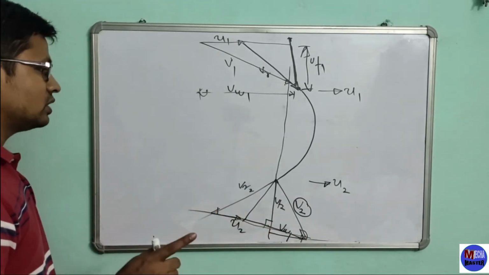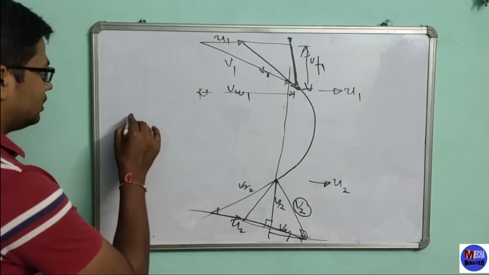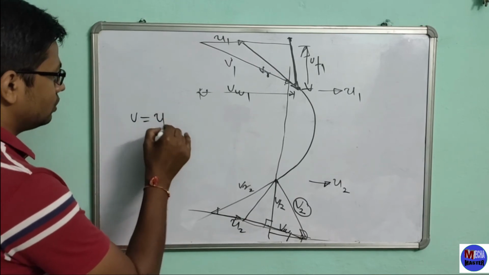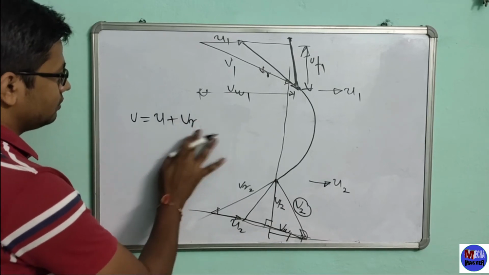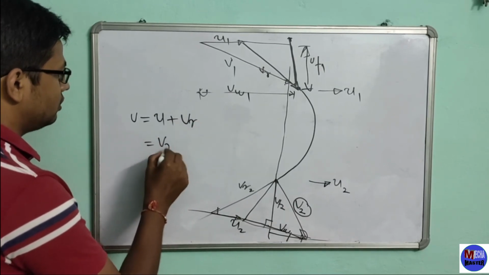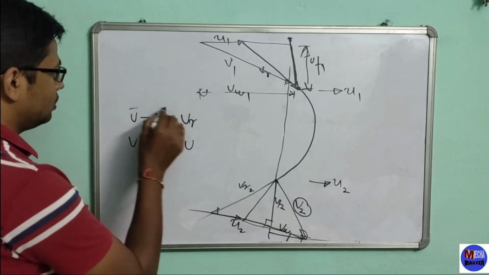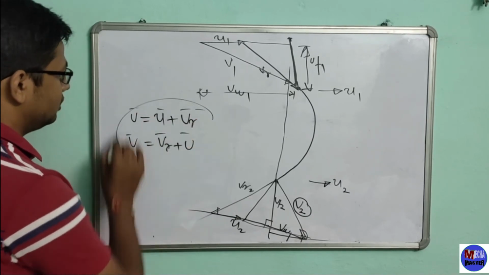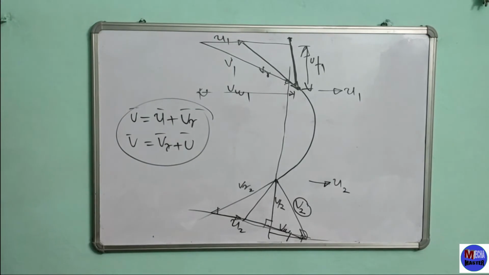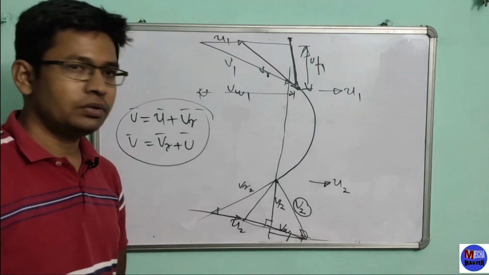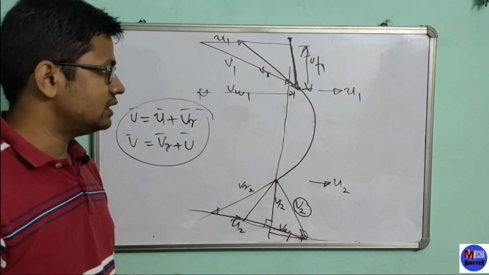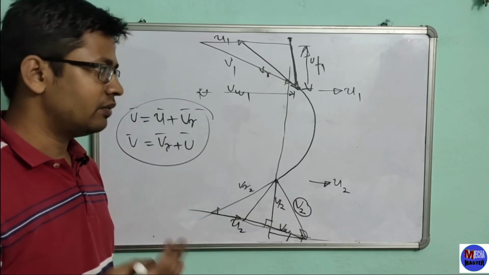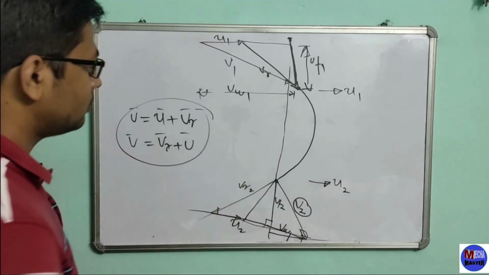Just one concept is necessary, that v is equal to u plus relative velocity, or relative velocity plus u. This is very important. Okay, I think you can easily draw the relative velocity. If you have any query, you can tell me, and in the next video I will tell how you can find the forces that are going to act.